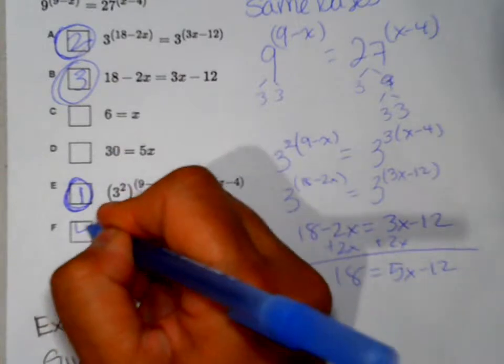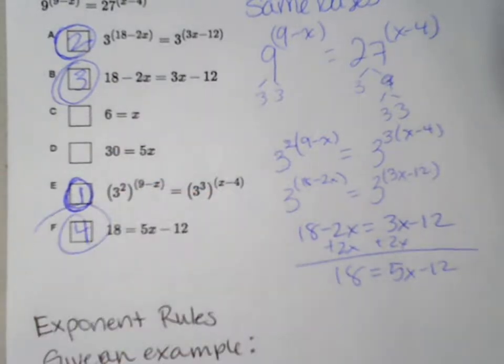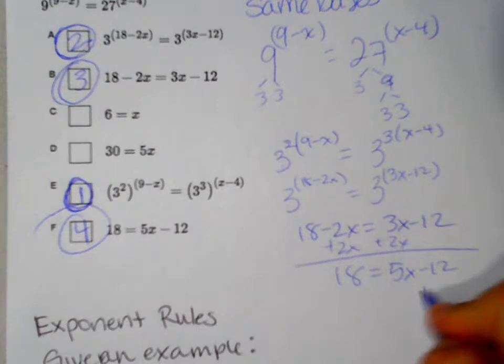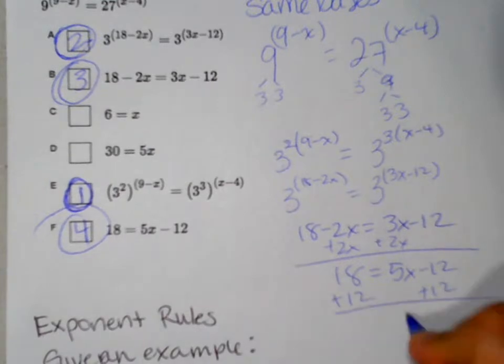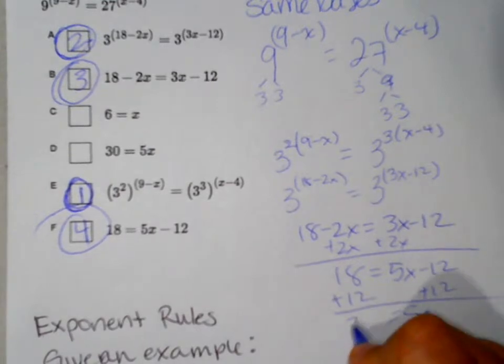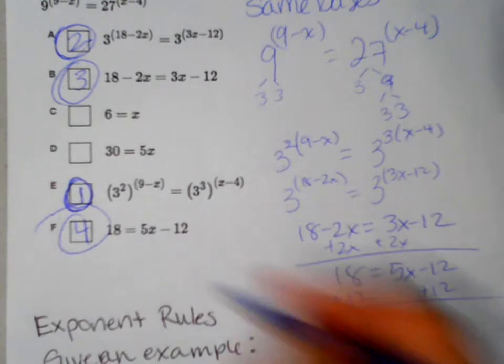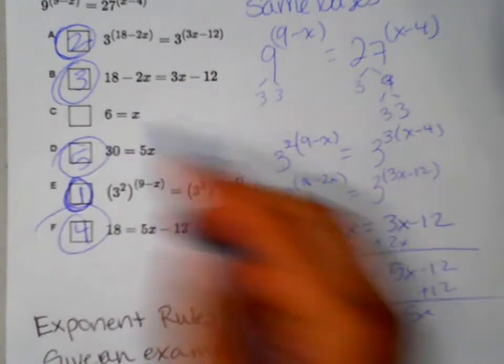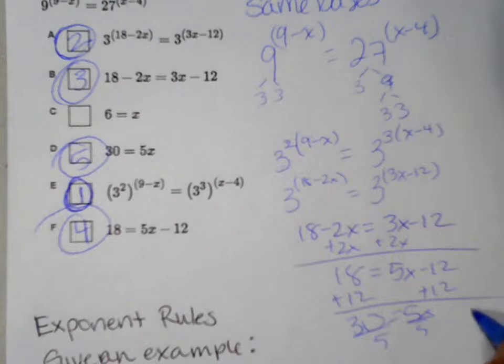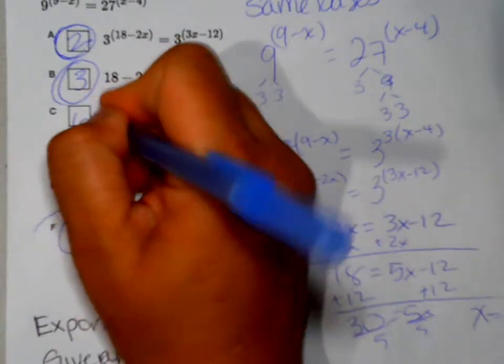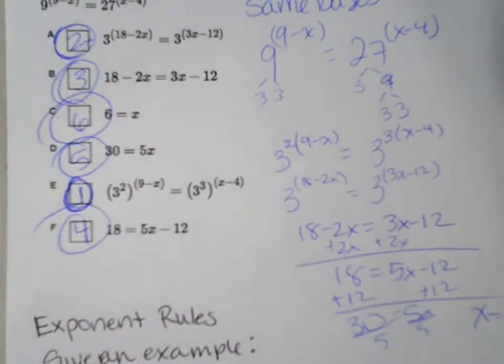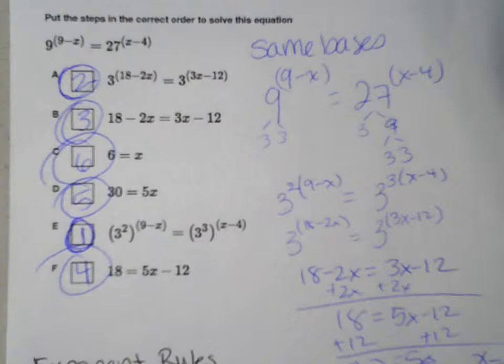So there's the fourth thing they did. And then they added 12 to both sides, and they got 5x is equal to 30. There's the fifth thing they did, and then they divided it out, and they got x equals 6. Okay, there's the sixth step. So those steps just need to be dragged and dropped in order. On your quiz, you would see these things as a drag and drop, and then you're good to go.